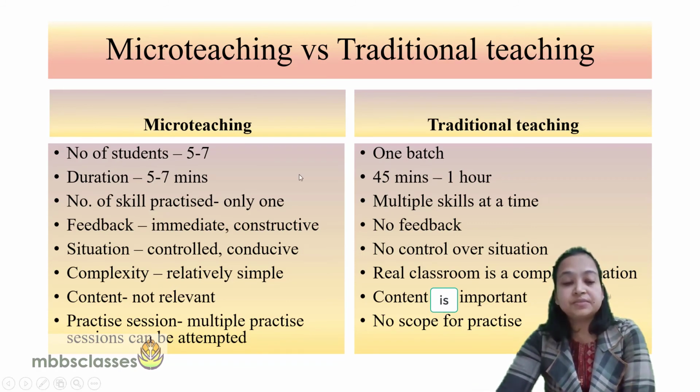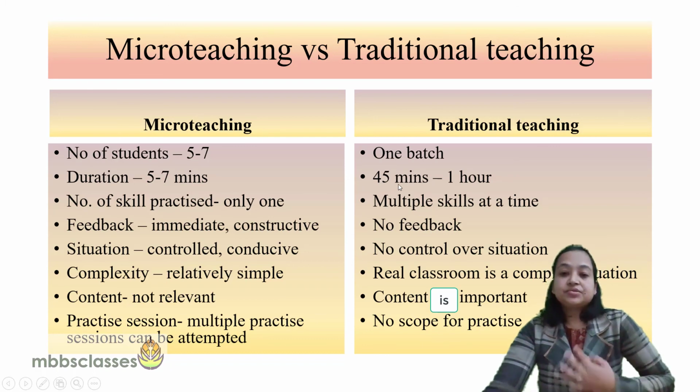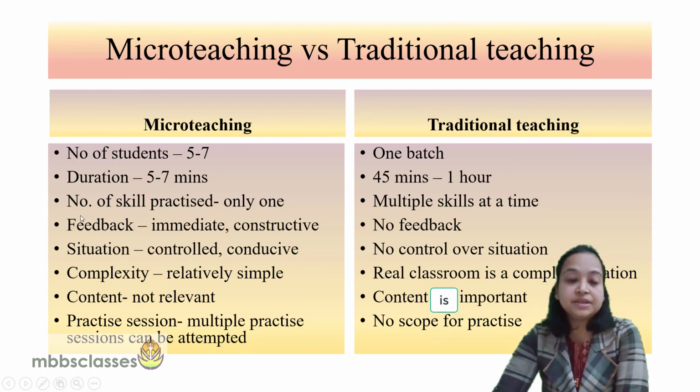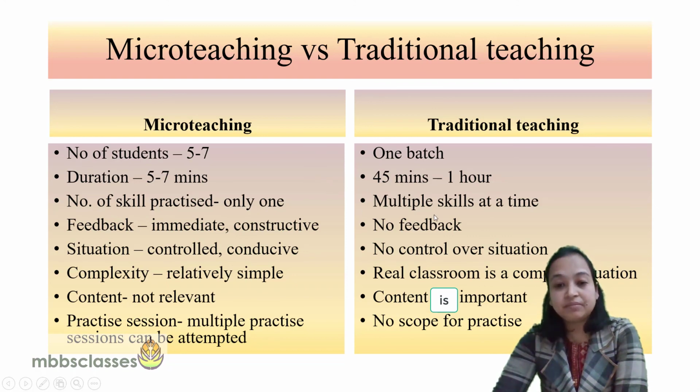Now let's see the differences between micro teaching lessons and traditional teaching. Here the number of students in micro teaching is less, around 5 to 7, and in classroom teaching it's one batch of students. The duration is less, about 5 to 7 minutes. Here in traditional teaching the class is for a period of 45 minutes to 1 hour. Then in a micro teaching session, a single skill is practiced at a time, but in traditional teaching, multiple skills are practiced.